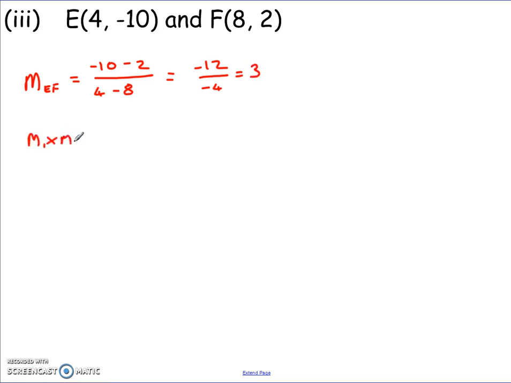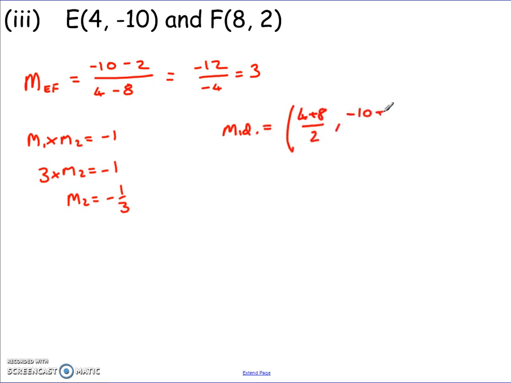Then we use our perpendicular gradient property. So m1 times m2 equals negative 1. So in this case, 3 times my perpendicular bisector gradient is equal to negative 1. So my perpendicular bisector has a gradient of a third. We then find our midpoint of the 2 points. So add up the x's, divide by 2, so 4 plus 8 divided by 2. Add up the y's, negative 10 plus 2, and divide it by 2 as well.